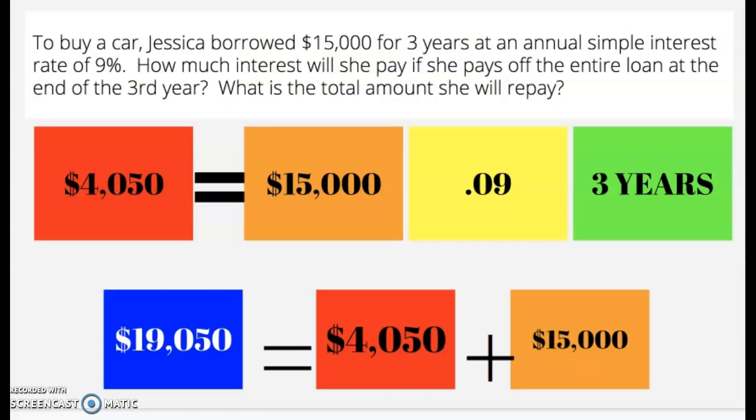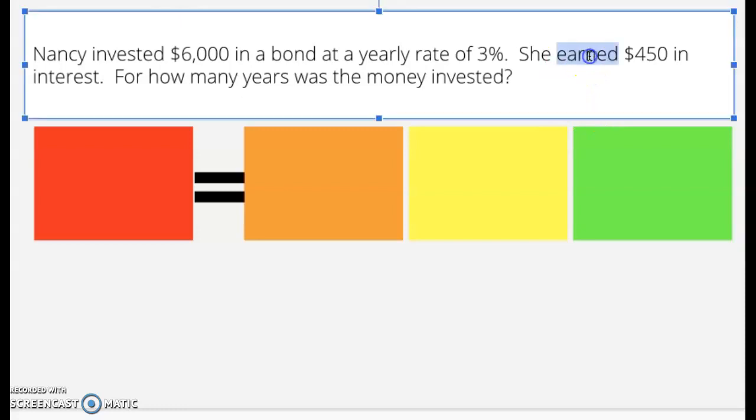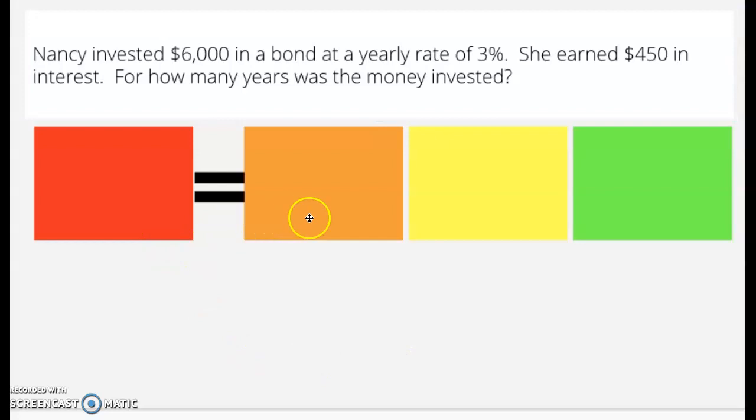Let's look at another example. Nancy invested $6,000 in a bond at a yearly rate of 3%. She earned $450 in interest. So this is a savings account type of thing where the bank or the managing corporation is giving you money for leaving your money in there for a while. So she earned $450. She originally invested $6,000 and your rate is 3%. See if you can figure out which boxes those are going to go in.